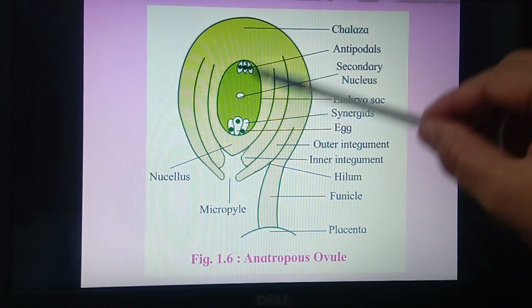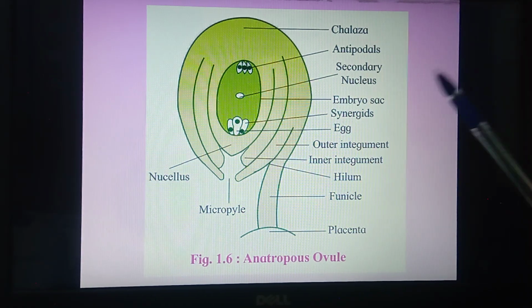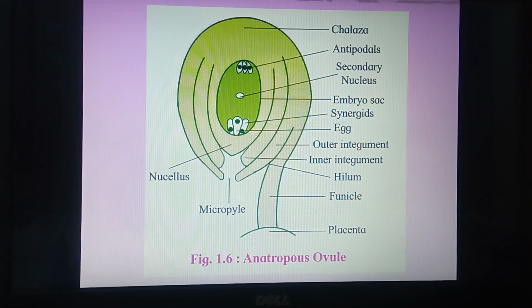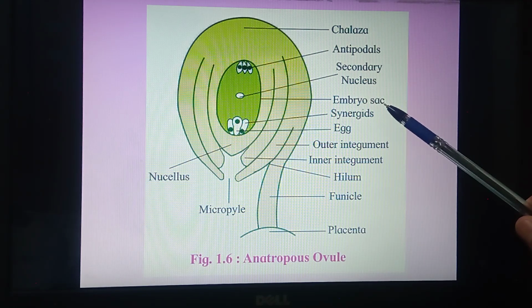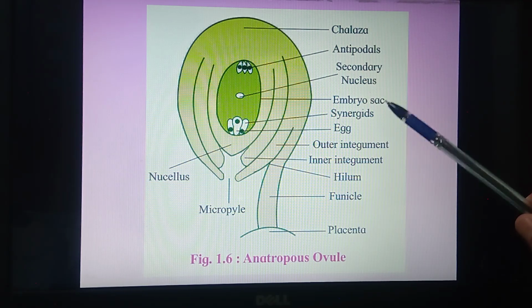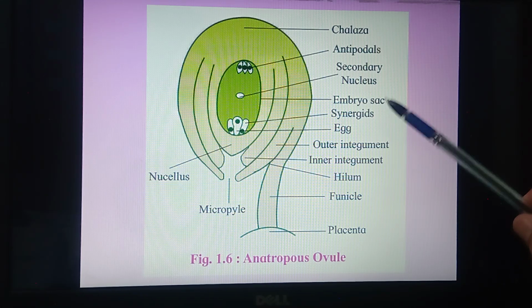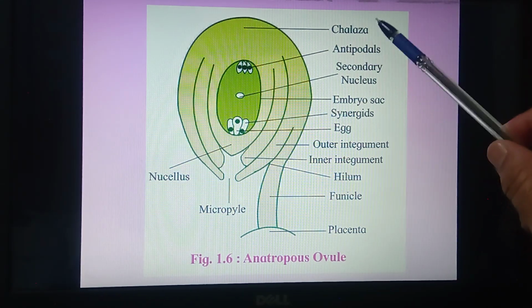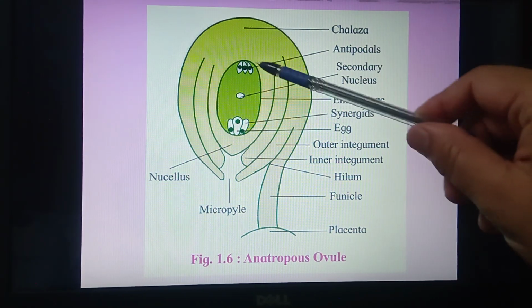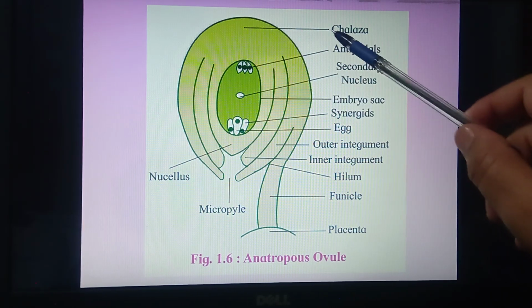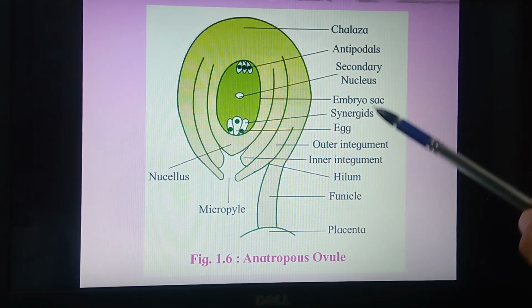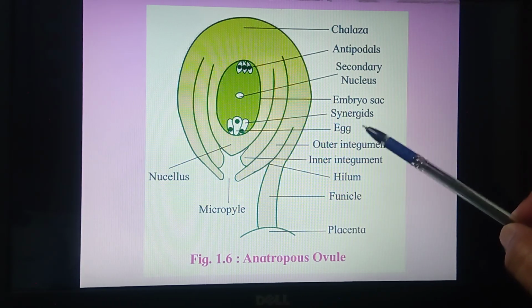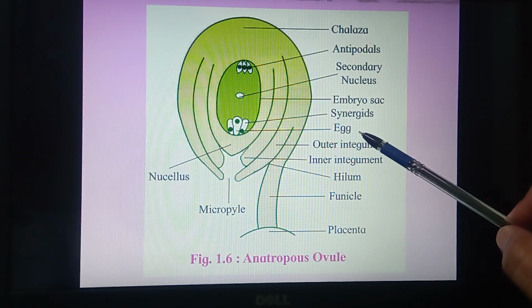The next, inside the body of the ovule, in that nucellus, you can observe the presence of a 7-celled and 8-nucleated female gametophyte. This 7-celled and 8-nucleated female gametophyte is also called an embryo sac. This embryo sac shows antipodal cells towards the chalaza. How many? 3 antipodal cells are present. These 3 antipodal cells are present towards what? Chalaza.